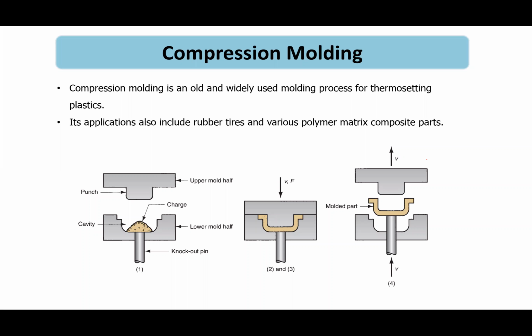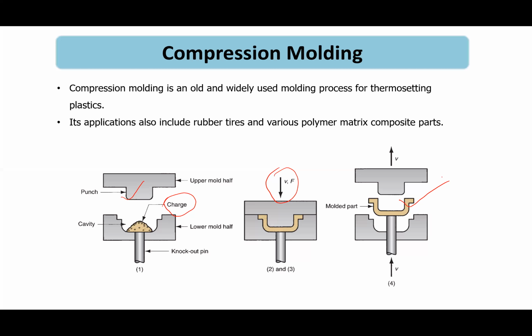First of all, compression molding is nothing but a kind of die casting. You put the material, which we call the charge, into a cavity. It's similar to casting into a cavity, and then you use an upper punch. The shape of the cavity should be the same as the part you want to produce. Then you apply pressure force to distribute the material all over the cavity, and after solidification you take the molded part out.